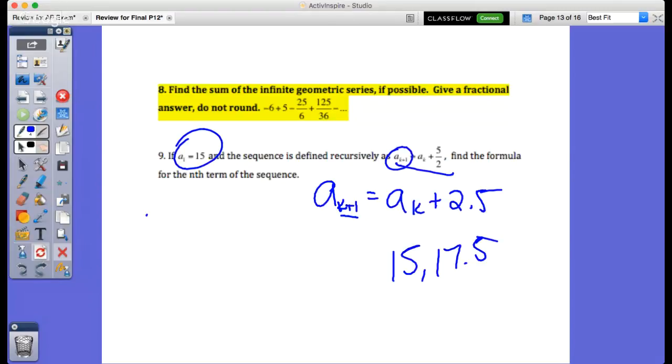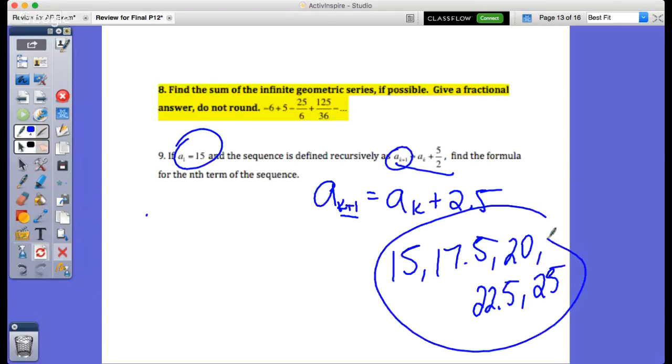All right. And then you just do 17.5 plus 2.5 to get 20. 20 plus 2.5 gets me? 22.5. There you are. And 22.5 plus 2.5 is? 25. How many terms do you want in this case? Oh, it just says find the nth term. So if I said find the first 5 terms, you would have had it, right? But if you want the fifteenth, you just keep going.